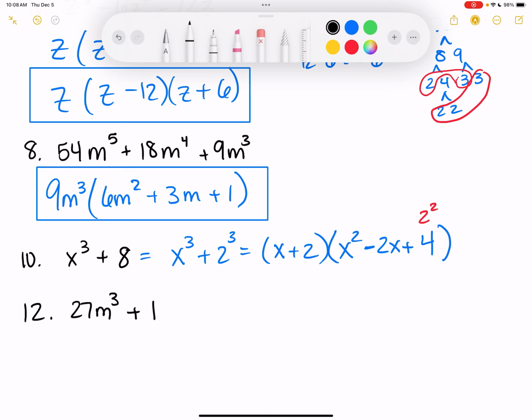It's 1 cubed. A lot of people get tripped up by that and they're like, this isn't a sum of cubes. I'm like, but it is. 1 can be raised to the 100th power. It doesn't matter. It's still going to be 1.